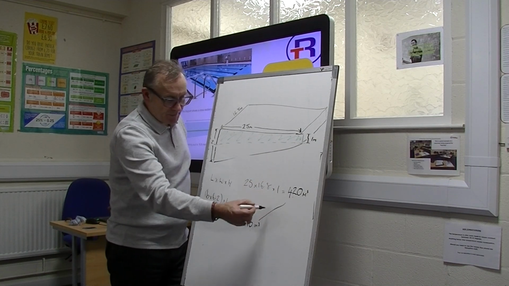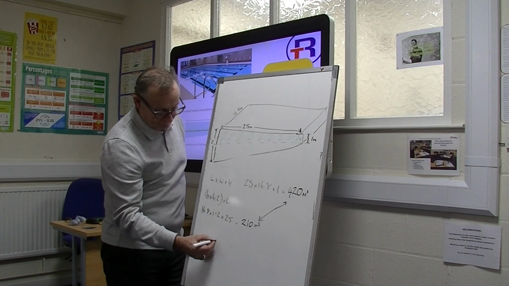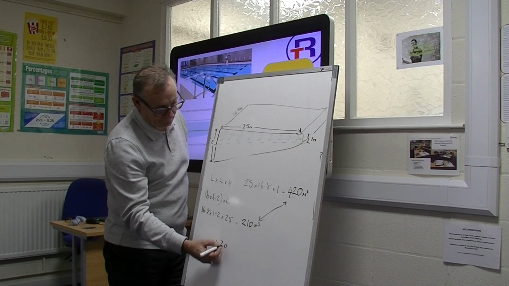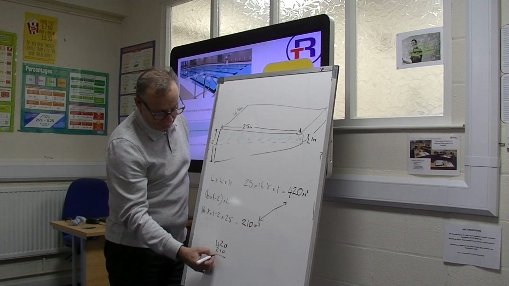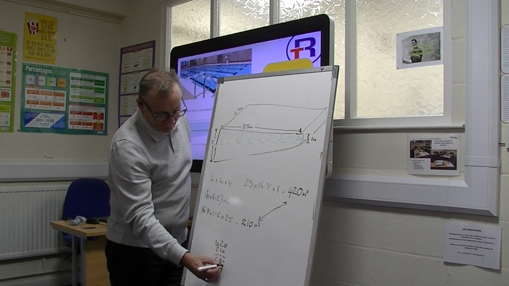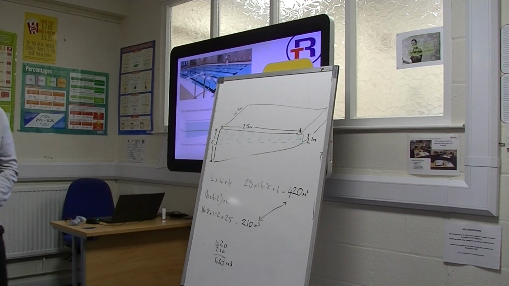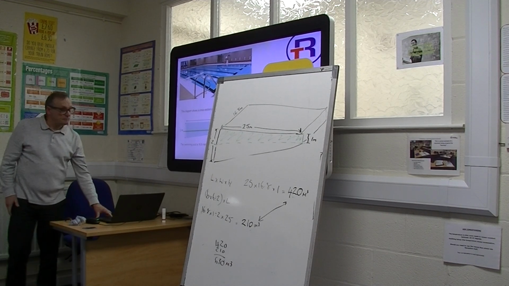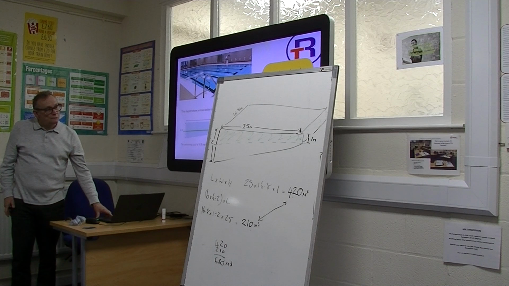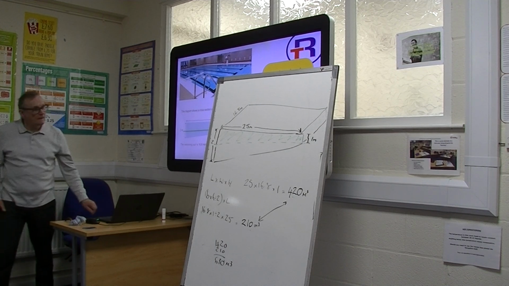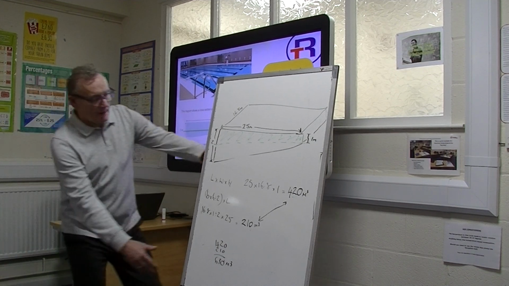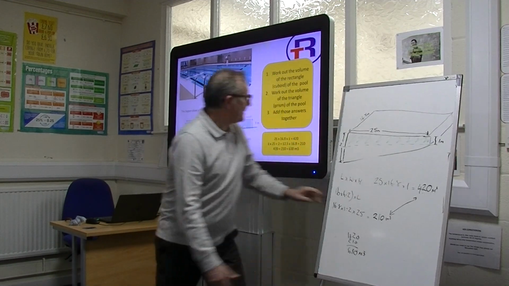We add them both together. So there's 630 cubic metres of water in that pool. Does that make sense? So there we go, there's the answer on the screen now.